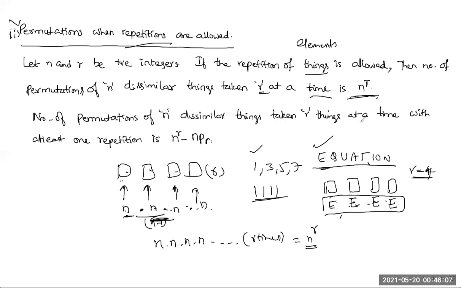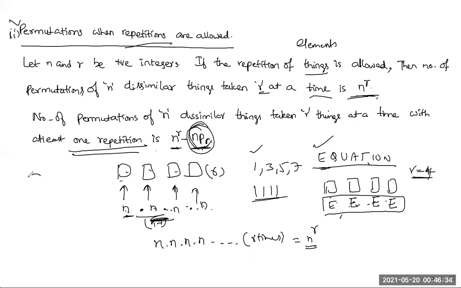So with at least one repetition, it is total n power r minus no repetitions, which is nPr, right? In nPr, there will not be any repetitions. In n power r, all the repetitions will be allowed. So if we subtract nPr from n power r, we'll get the number of terms in which there is at least one repetition. Okay.